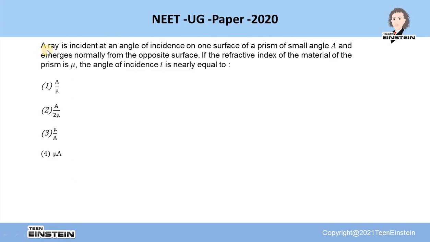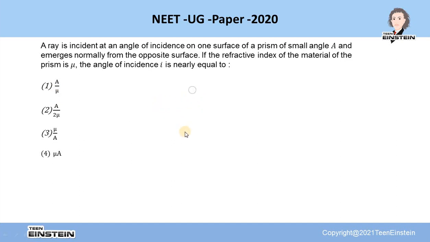Here is the problem. The problem states that a ray is incident at an angle of incidence on one surface of a prism of small angle A and emerges normally from opposite surface. If the refractive index of the material of the prism is mu, then you have to find out the angle of incidence I in terms of A and mu, and there are four options given. You have to pick up the correct one.